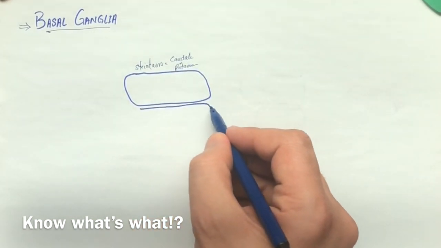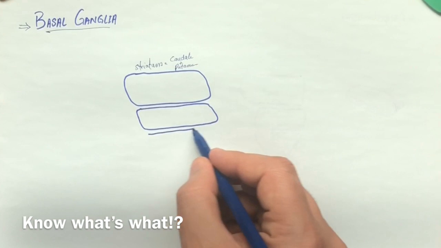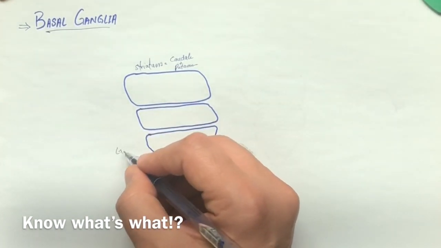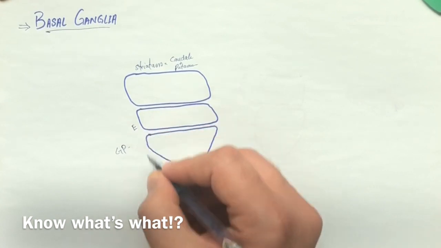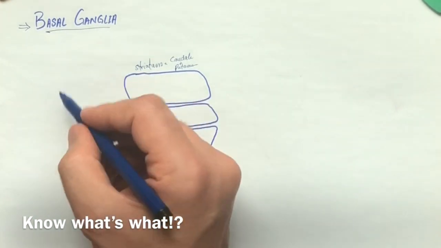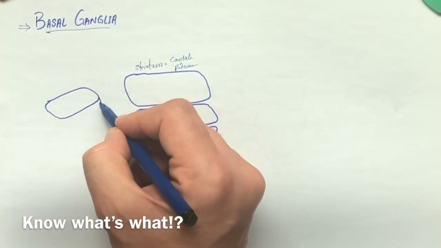So under it we'll draw another structure and this will represent our globus pallidus. The globus pallidus has two parts, externa and interna. And we draw another structure, is called the substantia nigra.